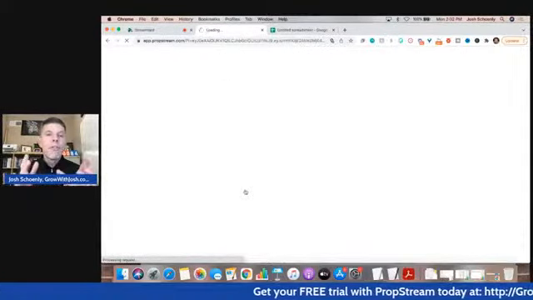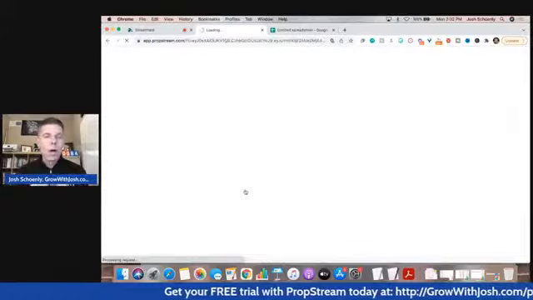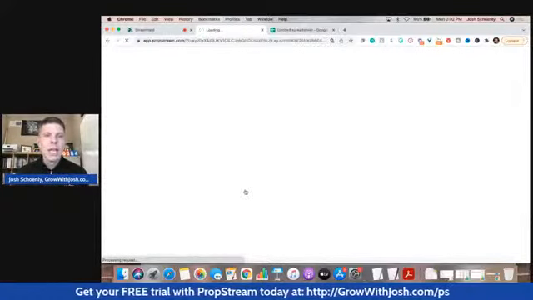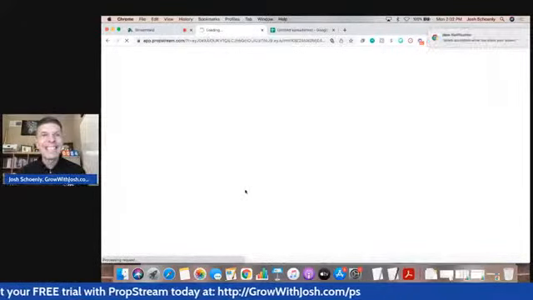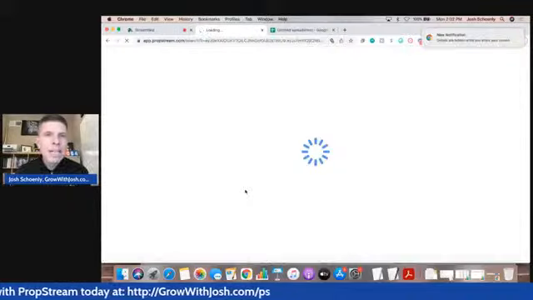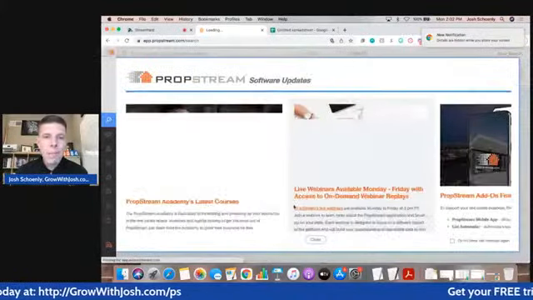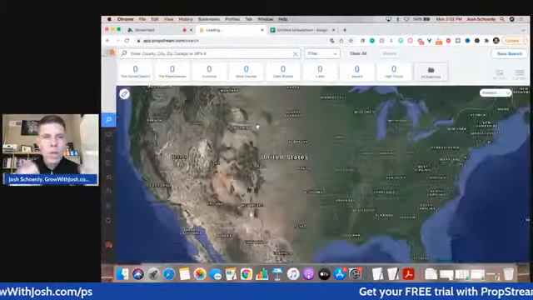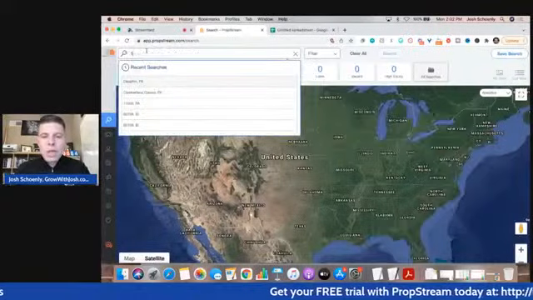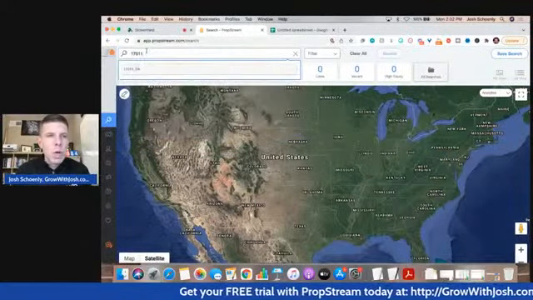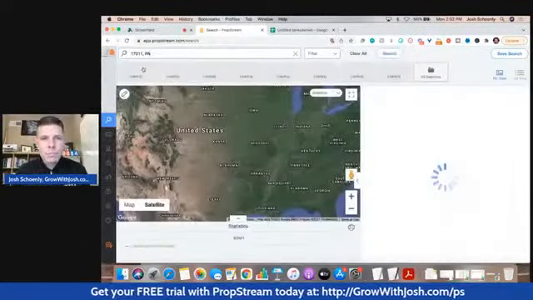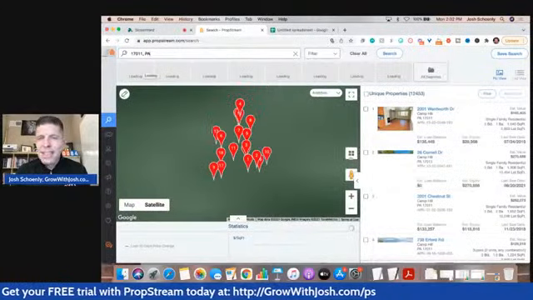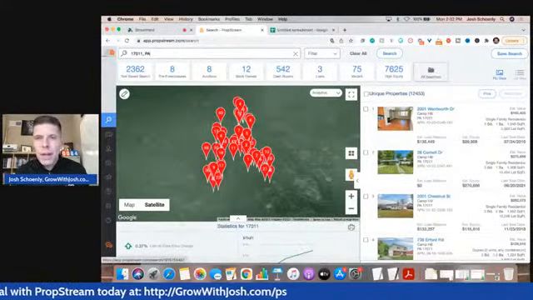I'm going to do this for total zip codes, and I'm going to pit a couple against each other so I can get an idea for myself where my money is best invested. So I'm going to start with zip code 17011. This is Camp Hill, a town in my market.